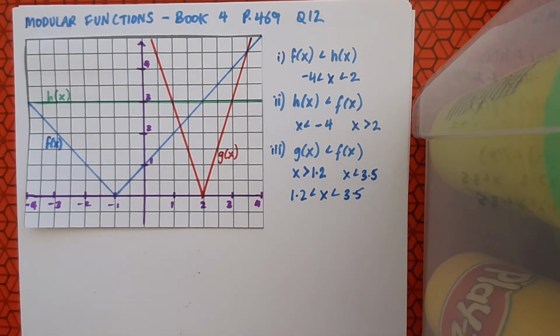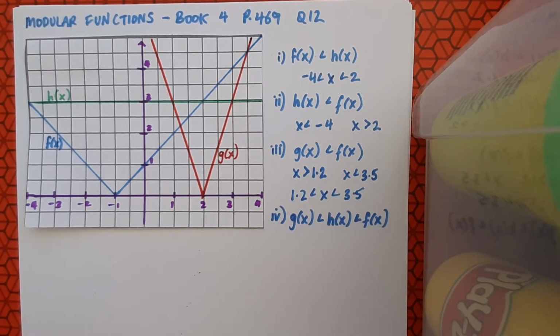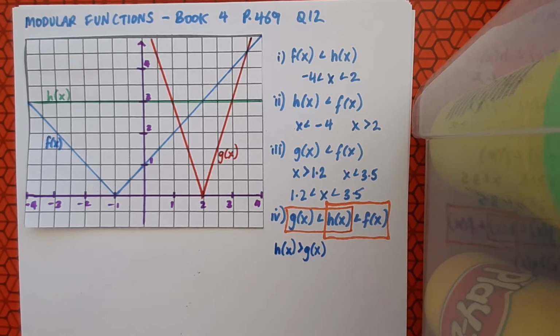And because this is just describing one region, I can kind of squish it together if I like and write it in this format. So in part 4 then they're asking me where is g of x less than h of x less than f of x. So I can break the statement up into two separate statements if I like. And you'll see that in both parts of the statement h of x exists. So really what's being said here is that I want h of x to be greater than g of x, and that's just me writing this first inequality from right to left as opposed to from left to right.